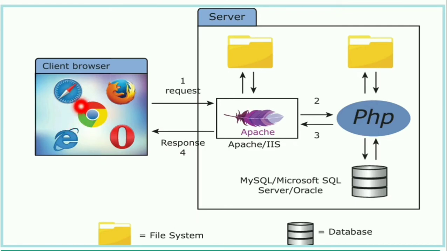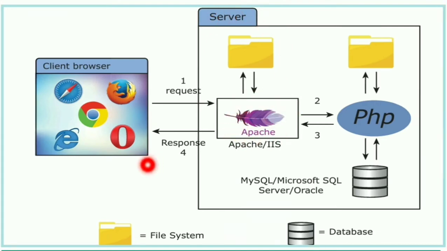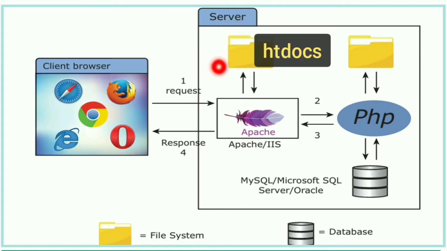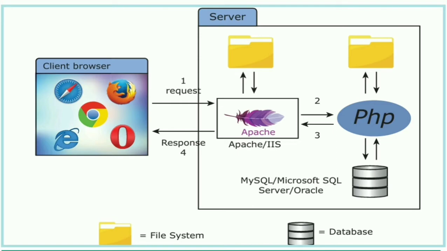So you get the output in this browser. Client side is the browser, server side is this Apache web server. With the help of the browser you will get the output, but the program you will type in Notepad and save in the specific folder named htdocs. That folder is the location to save all the PHP files with the extension .php.